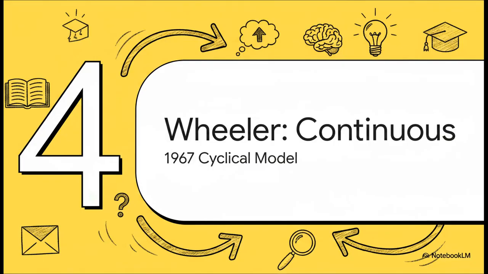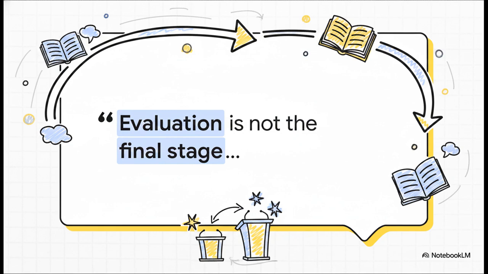Section 4. Wheeler, the continuous cycle. D.K. Wheeler's 1967 cyclical model. Fast forward a bit to 1967, and D.K. Wheeler makes a massive realization. Education isn't just a straight line with a hard stop at the end. He argued that evaluation is absolutely not the final stage. Instead, a curriculum should be a continuous, totally flexible process. So testing students at the end of the term, that's really just a way to gather feedback so you can make the next lecture even better.